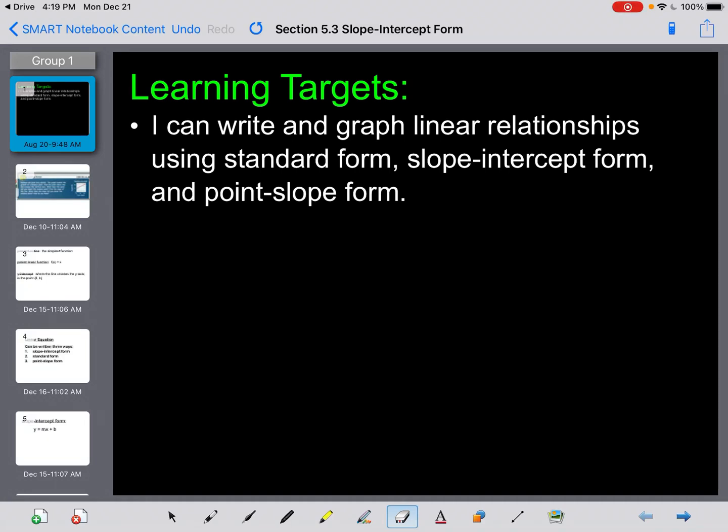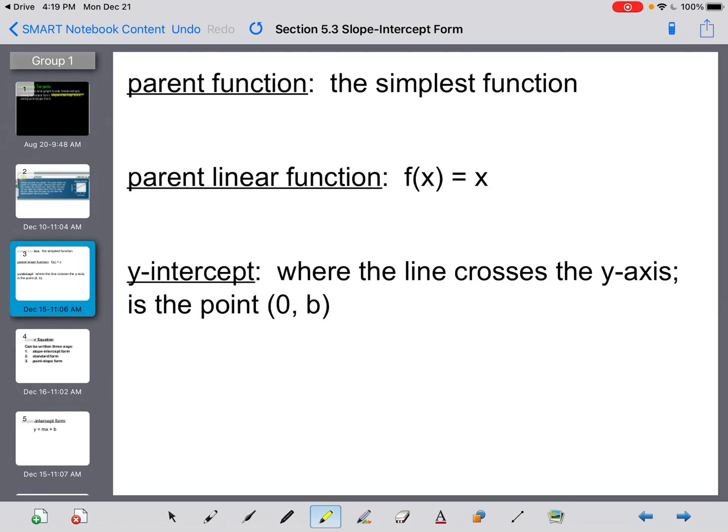Chapter 5, Section 3 is about slope-intercept form. This is a two-day lesson, or two-part lesson, so we'll do part today, part tomorrow, and by the end you should be able to write and graph linear relationships using standard form, slope-intercept form, and point-slope form. But today we're just going to work on slope-intercept form. Okay, some vocab words.